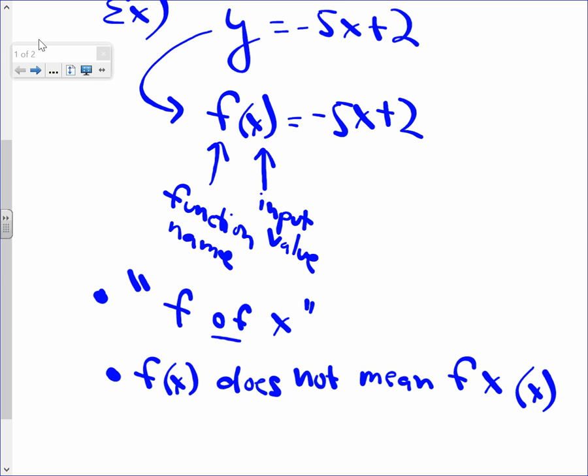This is just a way of noting the function machine. From now on, whenever you see y, you can replace it with f of x. F of x means y, and y means f of x. They mean the same thing. And you don't necessarily have to name it f. You can name it any letter you want.